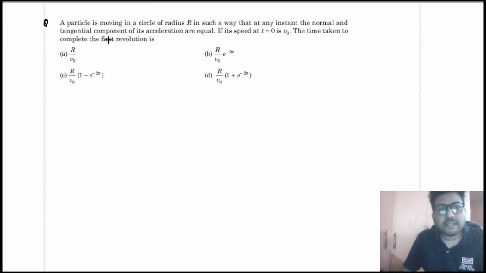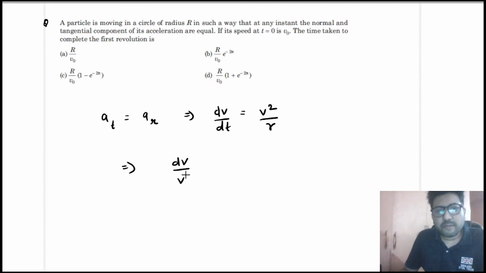In the next question, it is given that a particle is moving in a circle of radius r in such a way that at any instant the normal and the tangential component of its acceleration are equal. So it is given that at any instant a_t is equal to a_r. So from this you will say a_t is dv by dt, which is equal to v square by r. So from this you will get dv upon v square is equal to 1 by r dt.